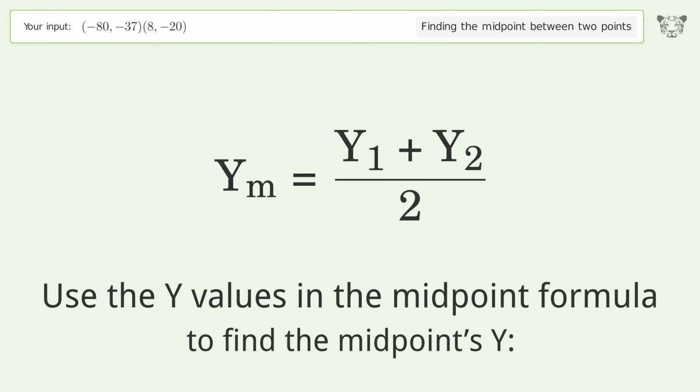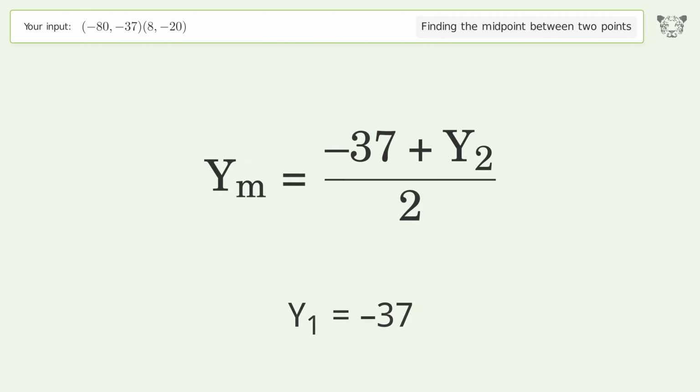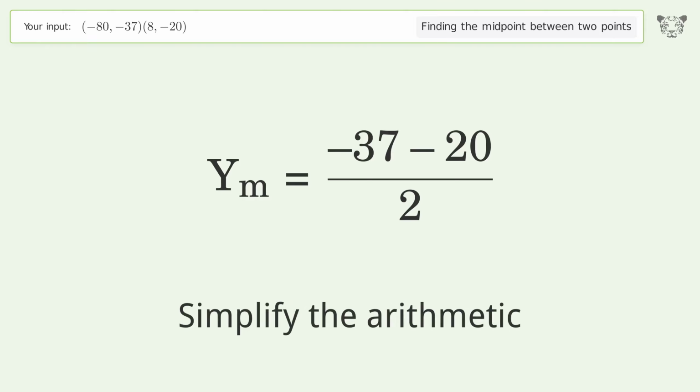Use the y values in the midpoint formula to find the midpoints y. y1 equals -37. y2 equals -20. Simplify the arithmetic.